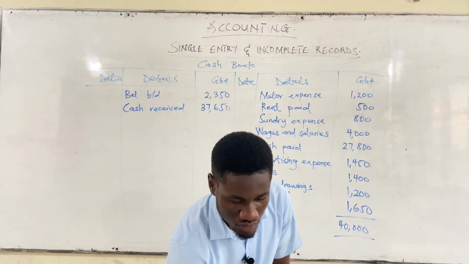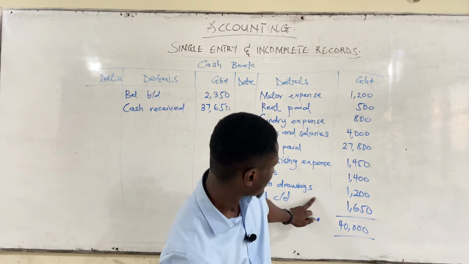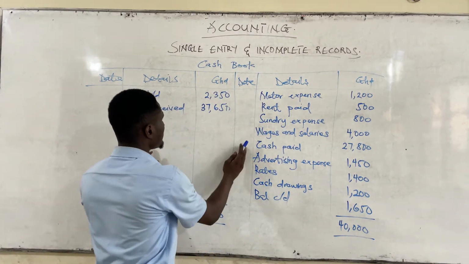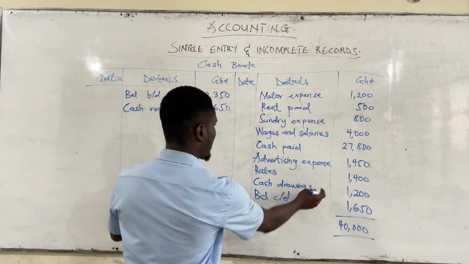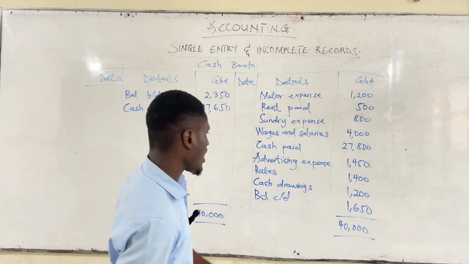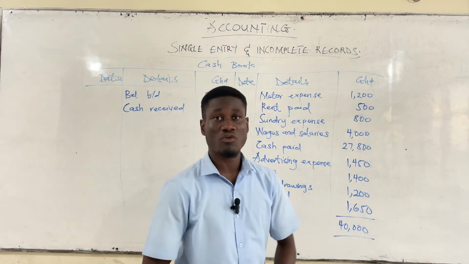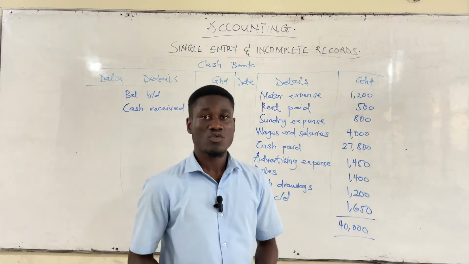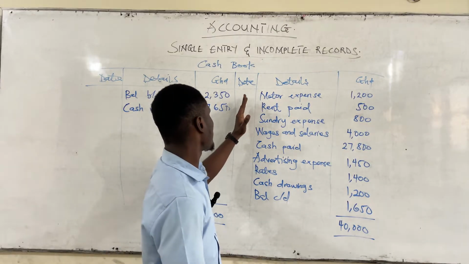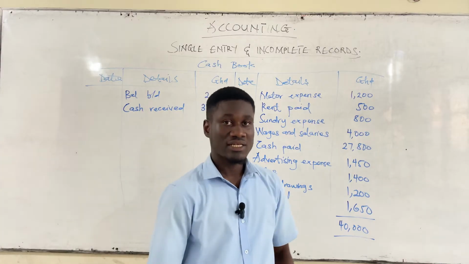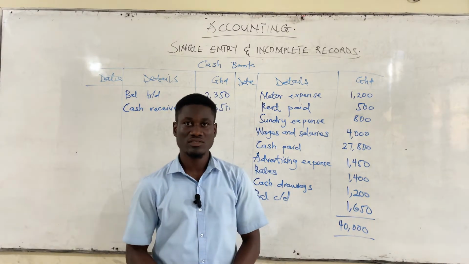Good. So now we've gotten our cash drawings as the question says. This is why we opened our cash book, to find the cash drawings that the owner or the sole proprietor didn't record. So now we have it, and we've computed for our statement of affairs. We've computed for our cash book. Now we move on to compute for our debtors and creditors control account.